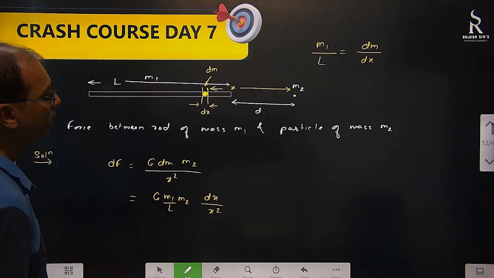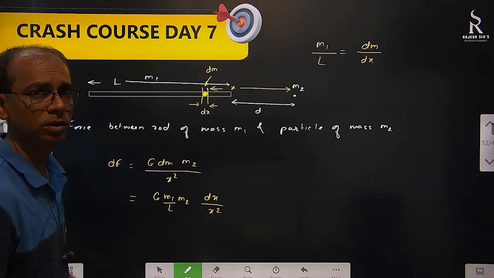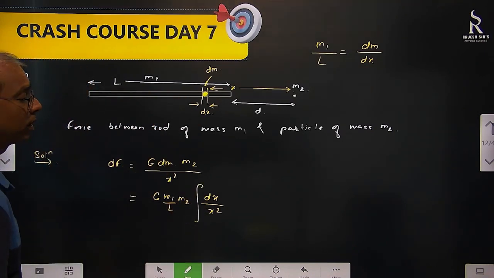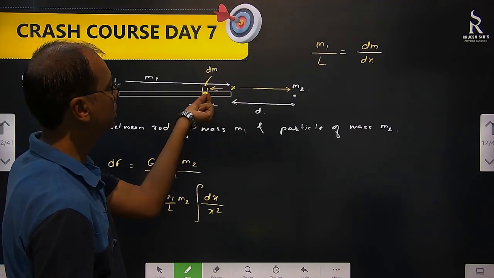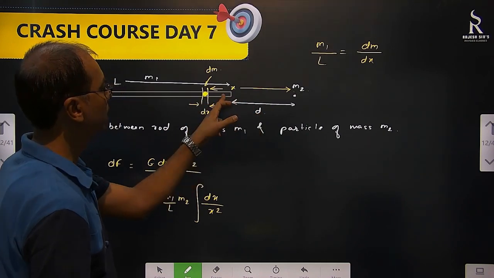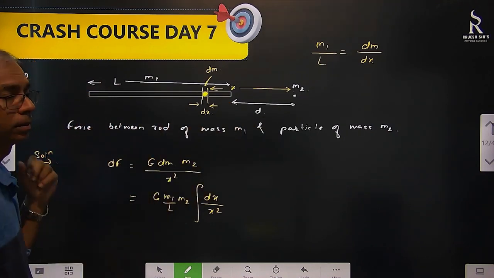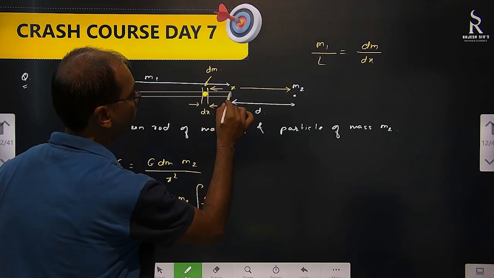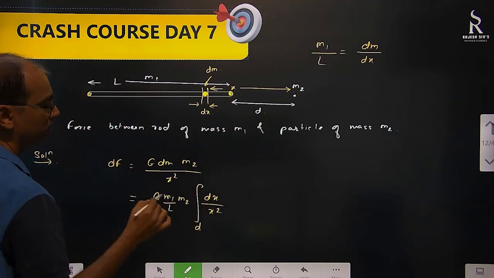Now we'll integrate, because similar particles are there throughout the length, and integration will solve it and give our answer. So from where to where? This x value is changing from where to where? This dm could have been at this point, so your x value could have been d. In the same way dm could have been here also, then the distance would have been d plus L. So the minimum distance is d when dm is at this point, and the maximum is when dm is at this point, that means d plus L.